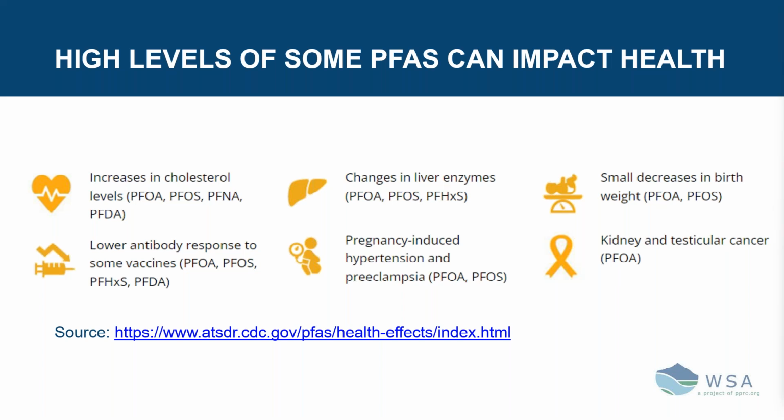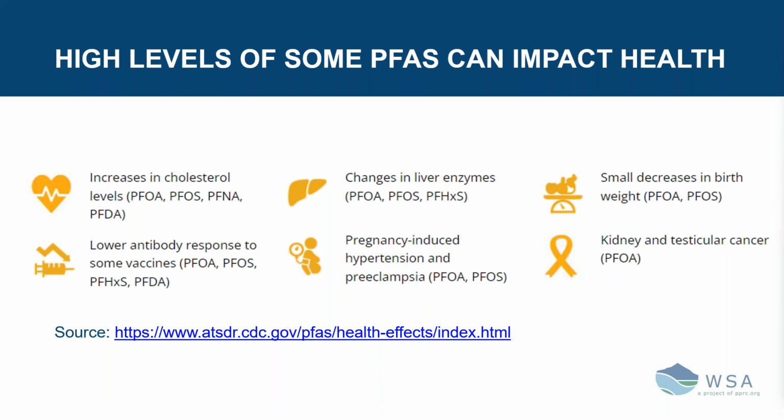So we know that high levels of some PFAS can impact health. The CDC has quite a bit of information on that. We still don't know everything, but this slide right here shows some of the effects that we have found and we have been able to show in humans. These particular ones were caused by the PFAS in the drinking water downstream of the DuPont plant where Teflon was being produced in West Virginia. So increases in cholesterol levels, lower antibody responses for some vaccines, changes in liver enzymes, pregnancy-induced hypertension and preeclampsia, small decreases in birth weight, and kidney and testicular cancer were all linked to these higher levels of PFAS in drinking water.